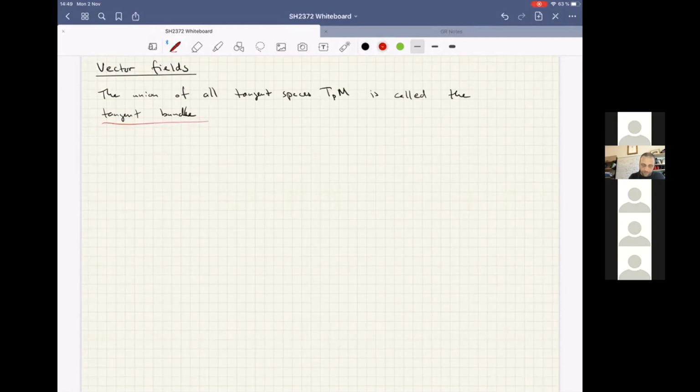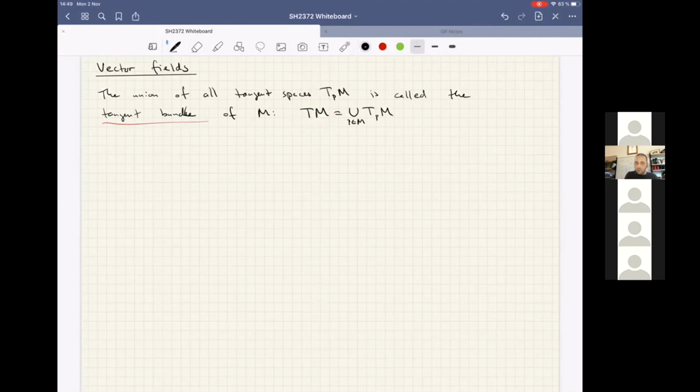Of M. And we denote it just by TM. And that's then the union of all of the tangent spaces TPM. So an element of the tangent bundle, that's just a tangent vector in a manifold M at some point P. So in general, an element of TM here would be a point and the tangent vector at that point.